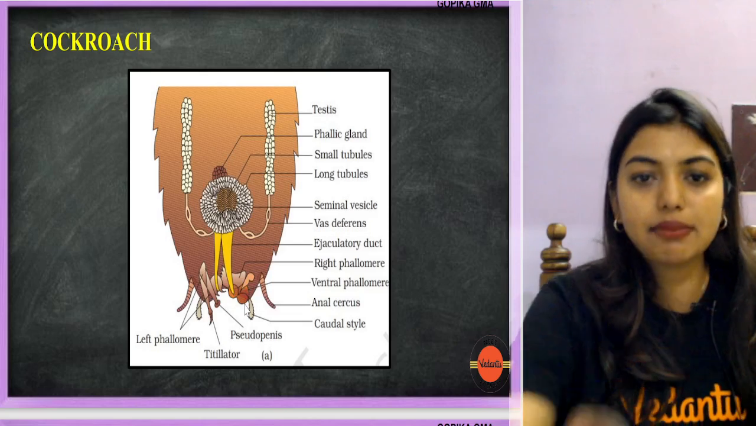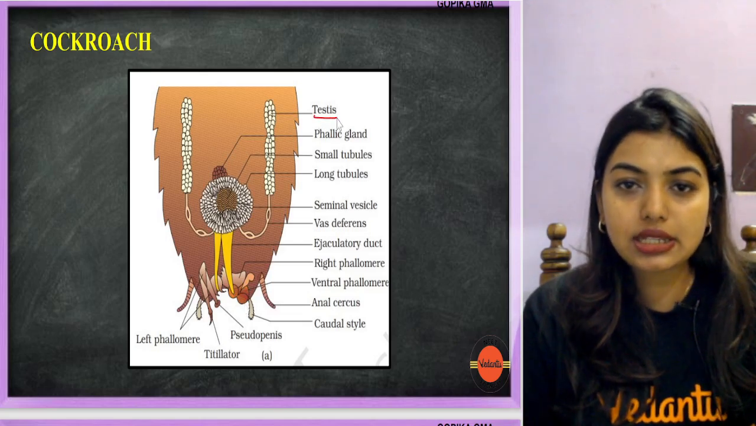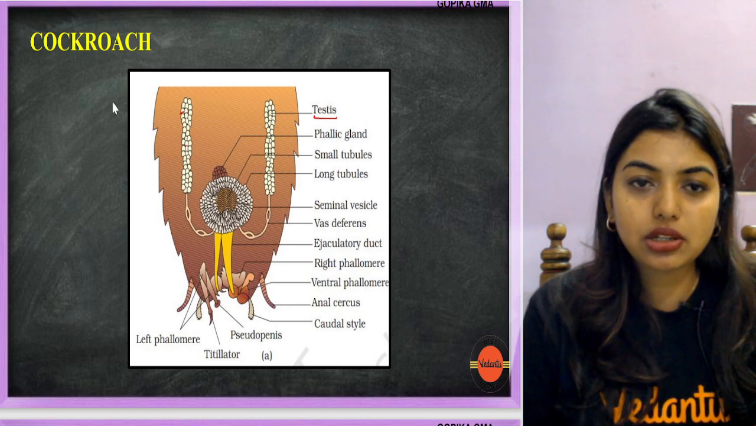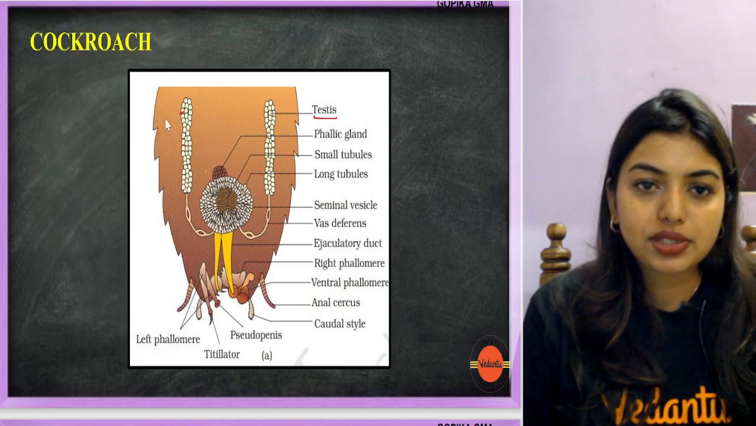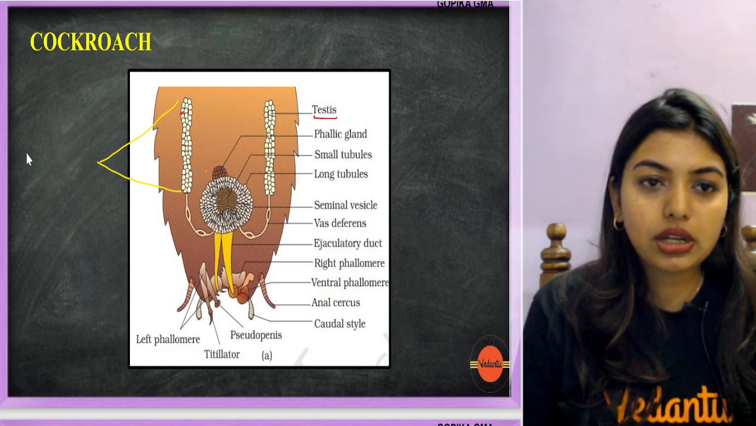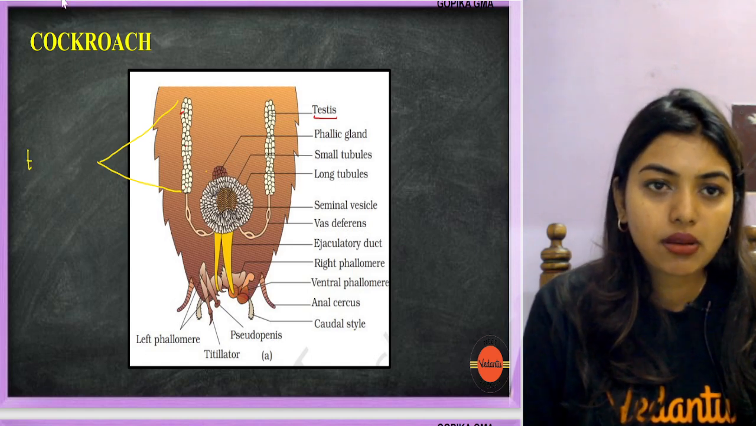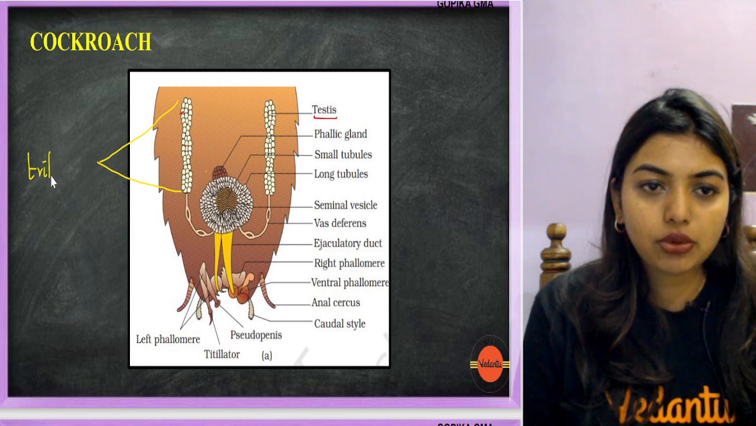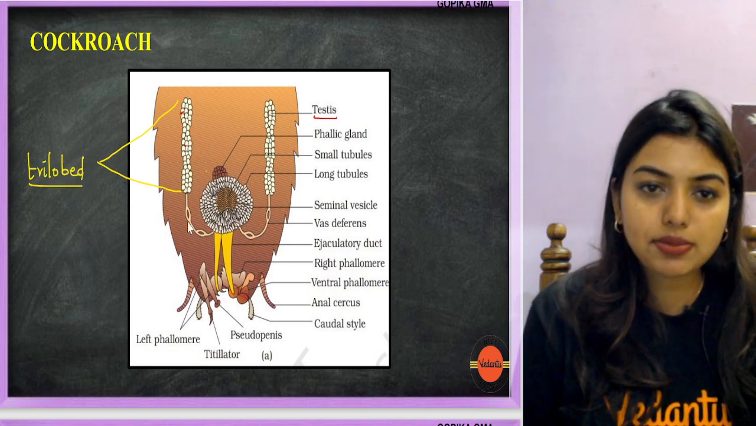Okay, students, this is the male diagram. Can you see two testes? And remember, this testis has one lobe, a second lobe, a third lobe, right? So these three lobes make the testis trilobed. The testis is actually trilobed. In these three lobes the sperms will be formed.